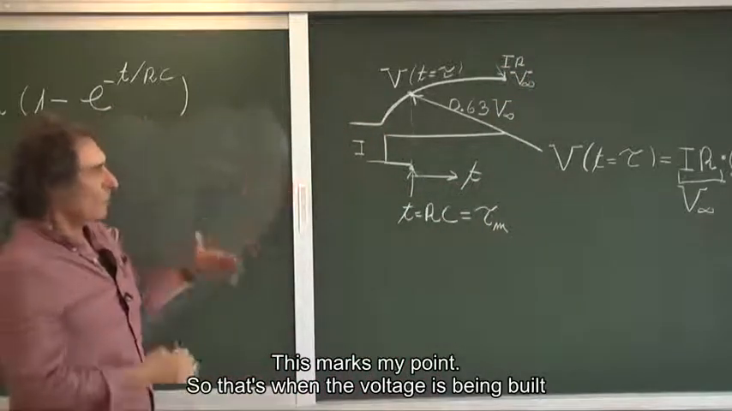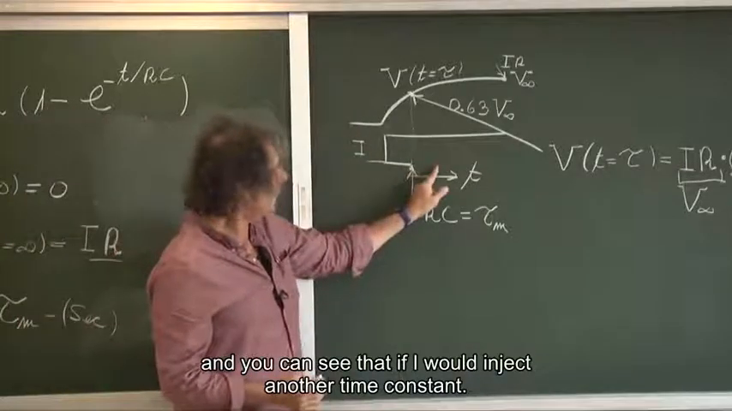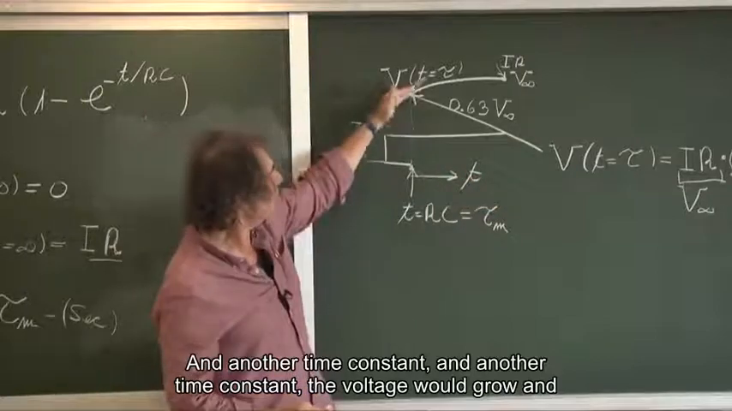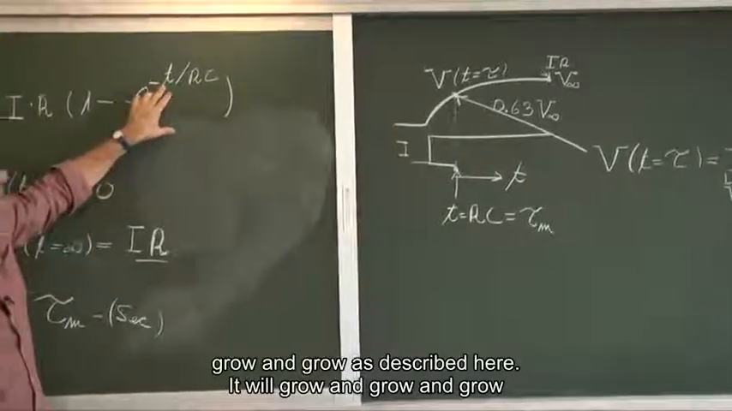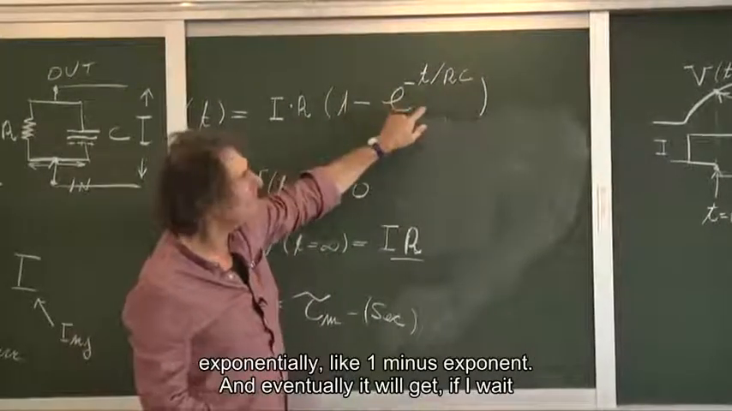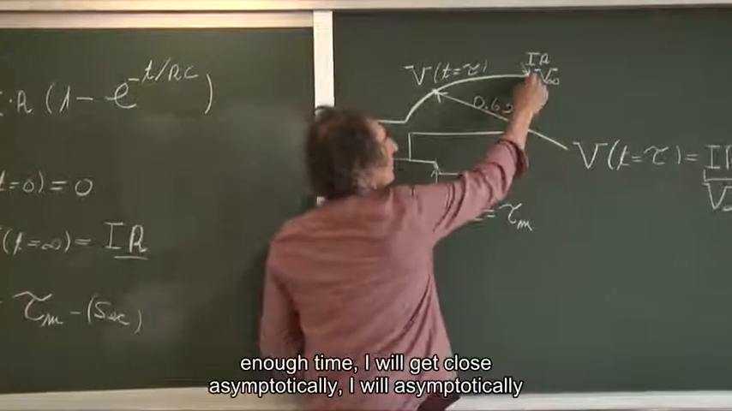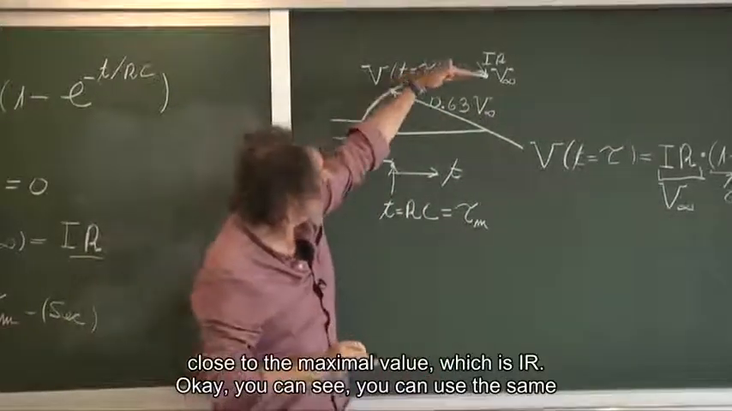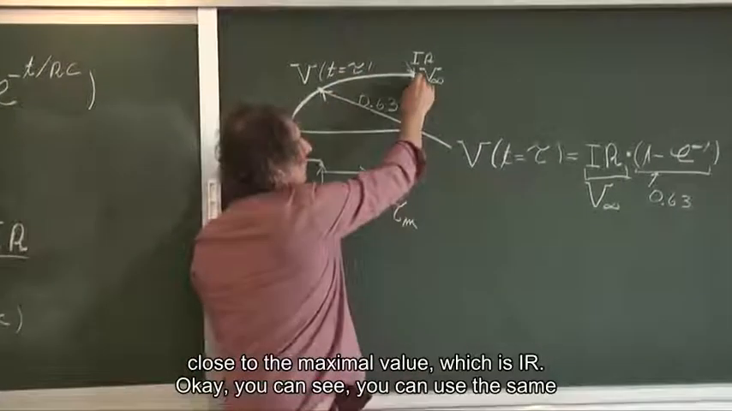So that's when the voltage is being built, and you can see that if I would inject another time constant, and another time constant, and another time constant, the voltage will grow and grow exponentially, like 1 minus exponent, and eventually, if I wait enough time, I will get asymptotically close to the maximal value, which is IR.